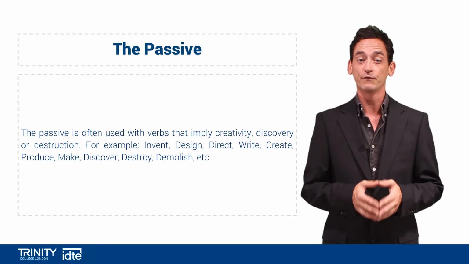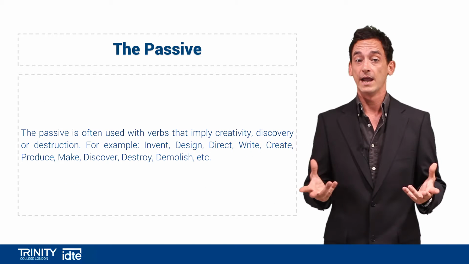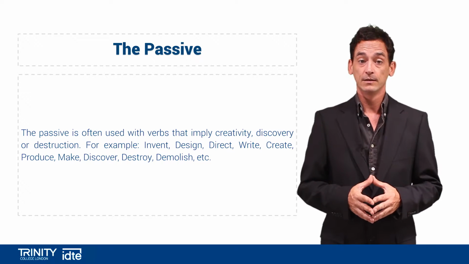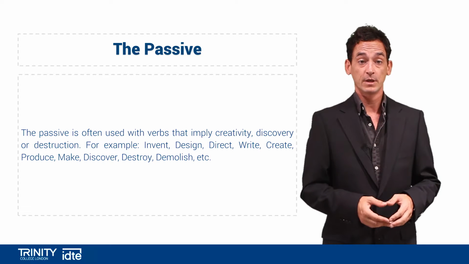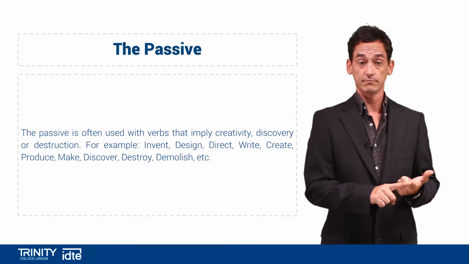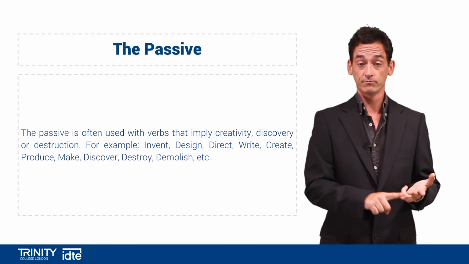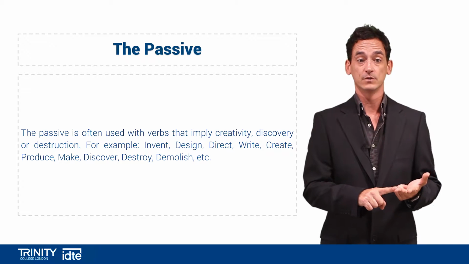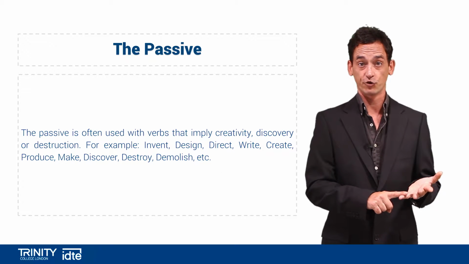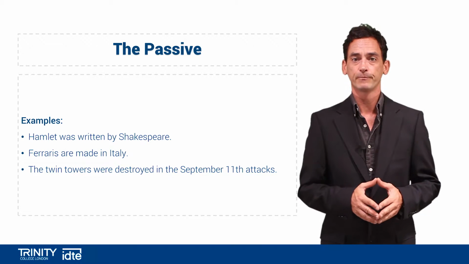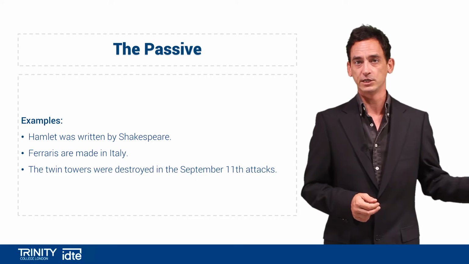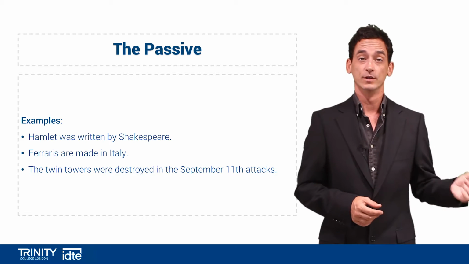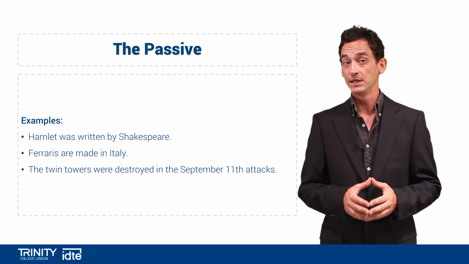So, the passive is often used with verbs that imply creativity, discovery, or destruction. Let's have a look at some of these verbs. Invent, design, direct, write, create, produce, make, discover, destroy, demolish, etc. Let's look at some examples. Hamlet was written by Shakespeare. Ferraris are made in Italy. The Twin Towers were destroyed in the September the 11th attacks.